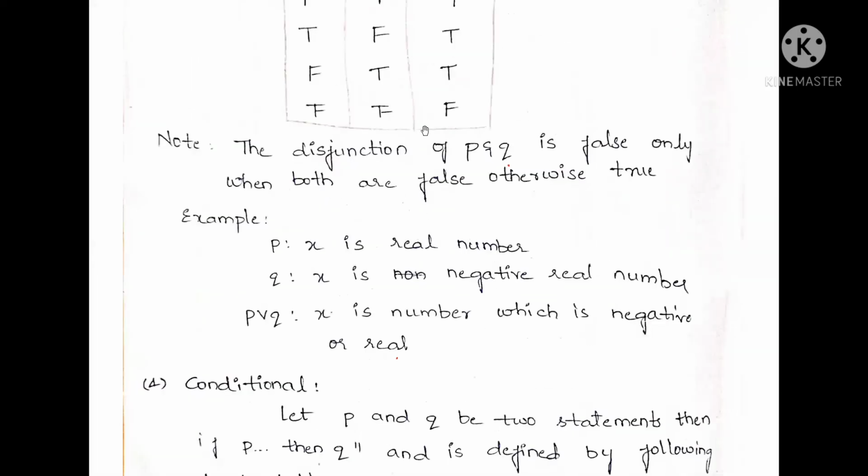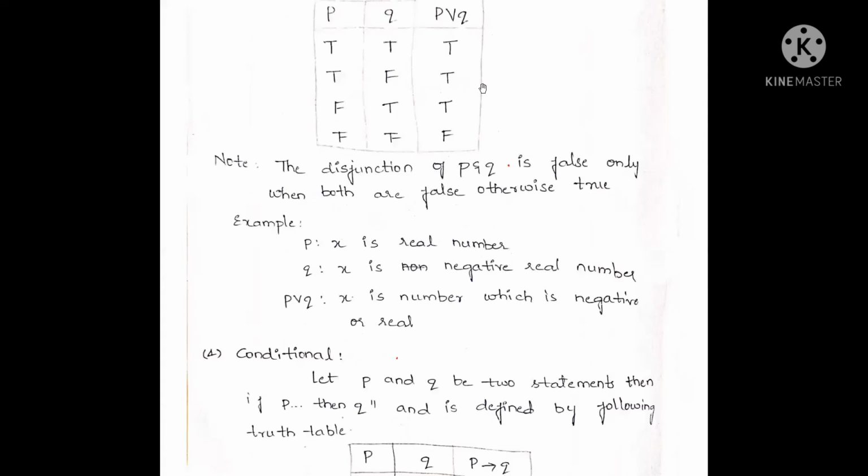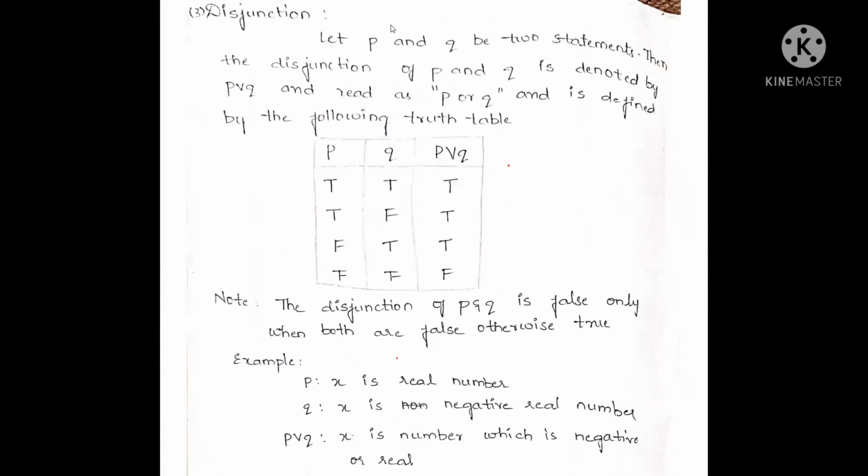That is disjunction. So what is disjunction? Let P and Q be two statements, then the disjunction of P and Q is given like this, and it is denoted by P or Q. And it is defined by the following truth table. What is conjunction? Conjunction is defined like this. Now we are talking about disjunction. Disjunction is or, so it is denoted like this. The only rule you have to remember is if both are false, the statement is false, otherwise it is true.